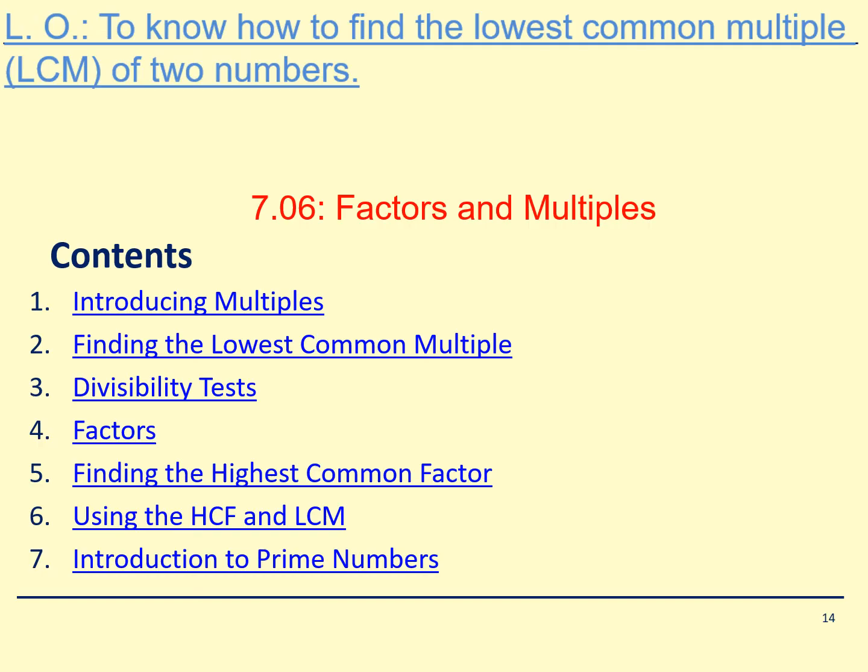So this is the end of today's lesson. Today we've learned how to find the lowest common multiple of 2 numbers. In the next lesson, we are going to learn about the divisibility test. See you soon.